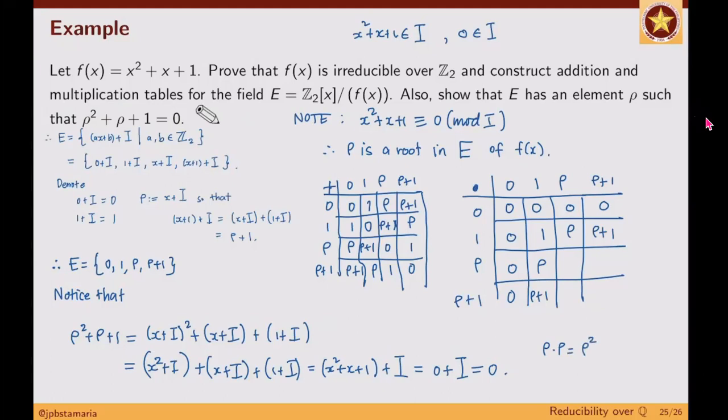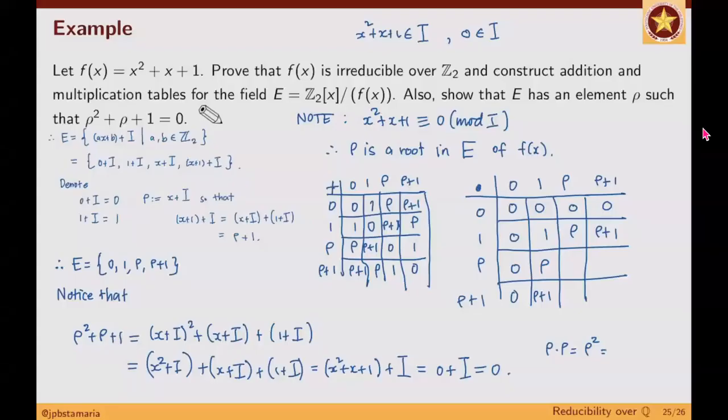Kaya lang, walang rho squared dito. Saan kaya equal yung rho squared dyan? Alam niyo kung saan? Di ba ang rho squared plus rho plus 1 ay 0? So anong rho squared? Minus rho minus 1. Kaya lang tayo ay nasa Z sub 2, kaya ang negative 1 ay 1 lang din. Kaya parehas lang ito sa rho plus 1.